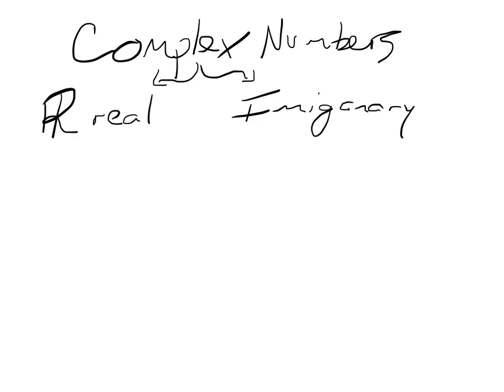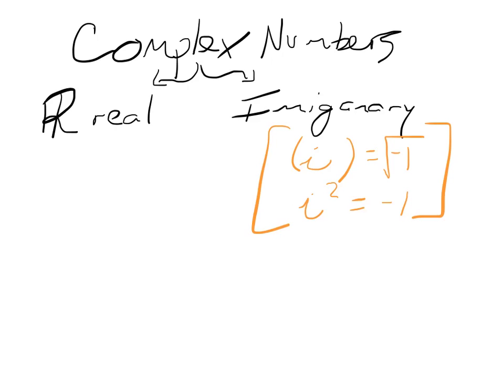Now, your imaginaries are the ones that include things like i, which remember is equal to the square root of negative 1, or i squared is equal to negative 1, right? But over on the real side, we have a whole bunch of other things going on. First, when you have your real, you're talking about two different types. You have your rational and irrational.